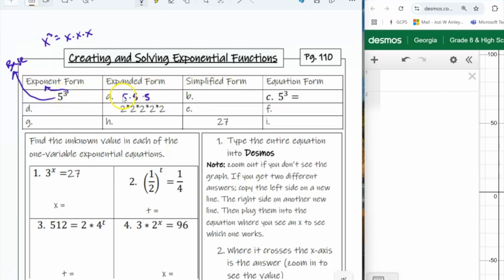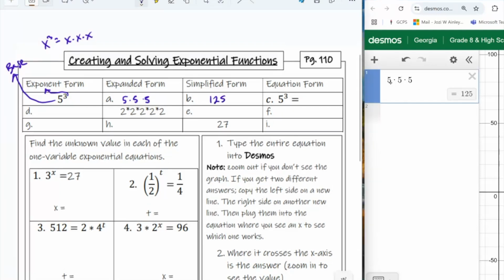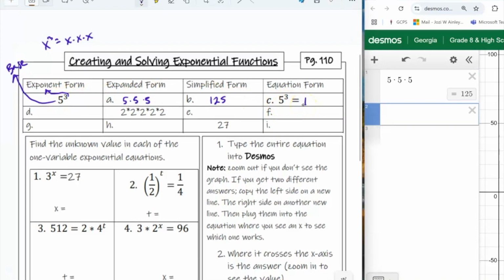Simplified form says go ahead and simplify that. So 5 times 5 is 25 times 5 is 125. But again, if you don't know it, you're just going to use a calculator. I have no problem with that. All right, just go ahead and put it in and see what it gives you. So 125. So simplified form is 125. So what that means is if you have 5 to the third and you're asked to evaluate it, 5 to the third is going to be equal to 125.